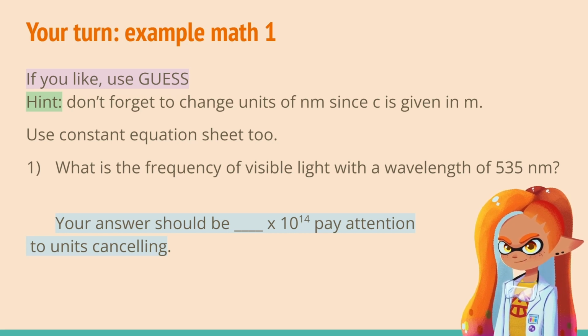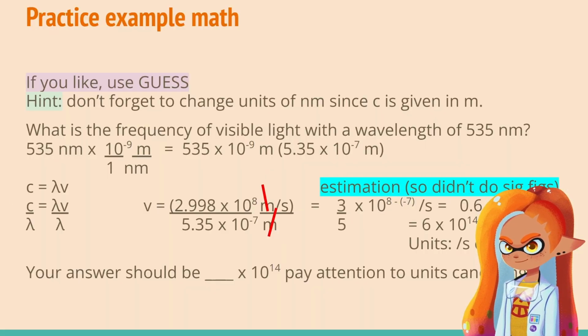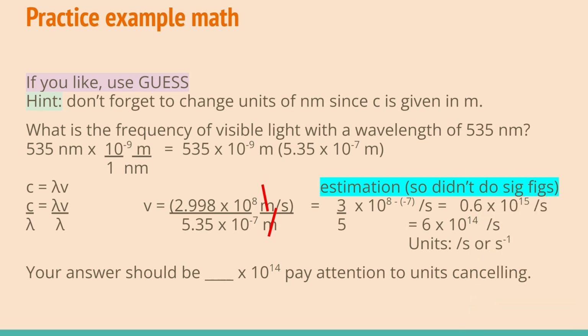Already ready? Here we go. Okay, so you can see that we have our nanometers. Now notice that I have converted nanometers to meters because our constant C is given in meters. So I want to make sure units cancel. And so I used the original equation.